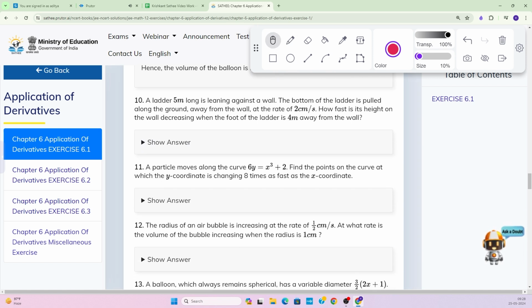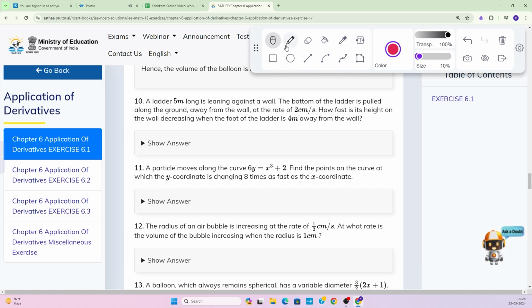Okay, now 10th problem. A ladder 5 meter long is leaning against a wall. Clear? The bottom of the ladder is pulled along the ground away from the wall. So before, your ladder is like this. This is your wall. Your ladder is like this, which is 5 meter long.